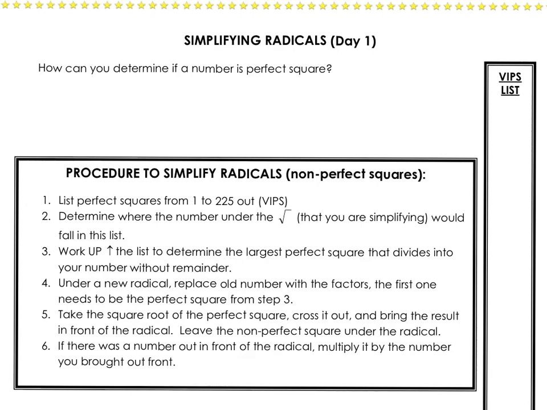Welcome to video 8.1. Today we're going to talk about simplifying radicals. So the first question is, how can you determine if a number is a perfect square or not? And we talked about this before.